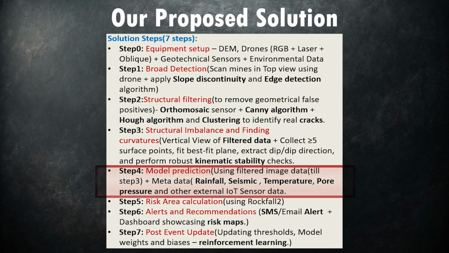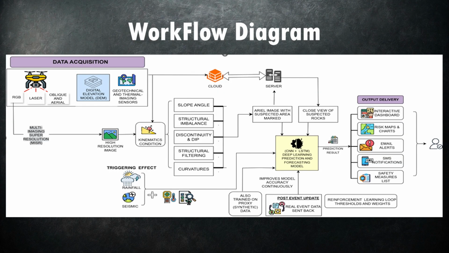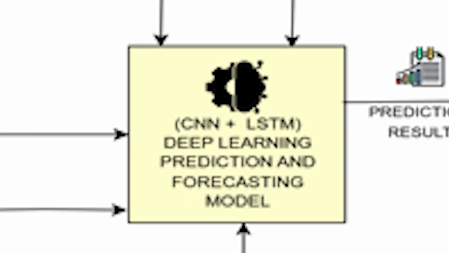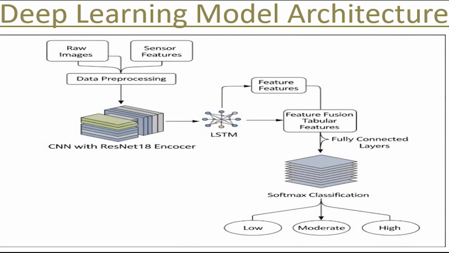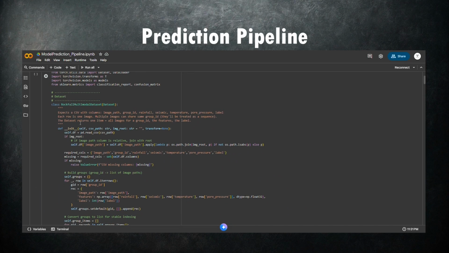Step 4, model prediction. In this step, the system combines filtered image data with real-world metadata such as rainfall patterns, seismic activity, temperature variations, pore pressure, and IoT sensor readings from the field. This information is fed into a multimodal AI model that uses CNN to process image features and LSTM to analyze time series data from sensors. This project builds a deep learning pipeline to classify rockfall risk using image sequences and tabular sensor data.